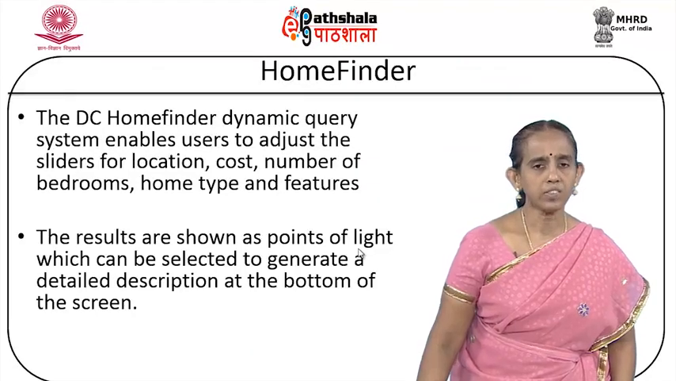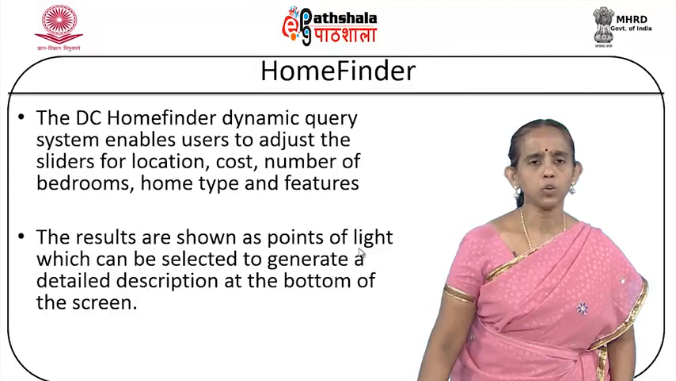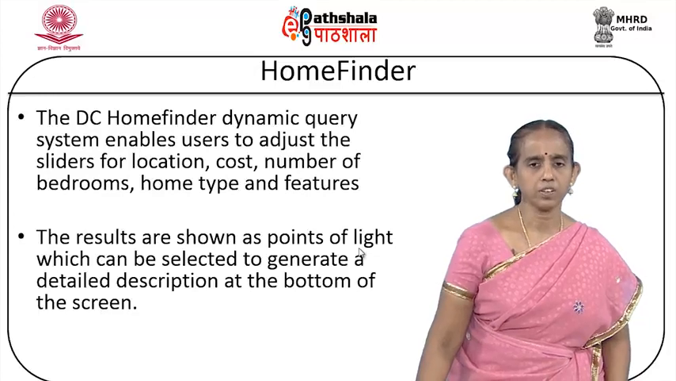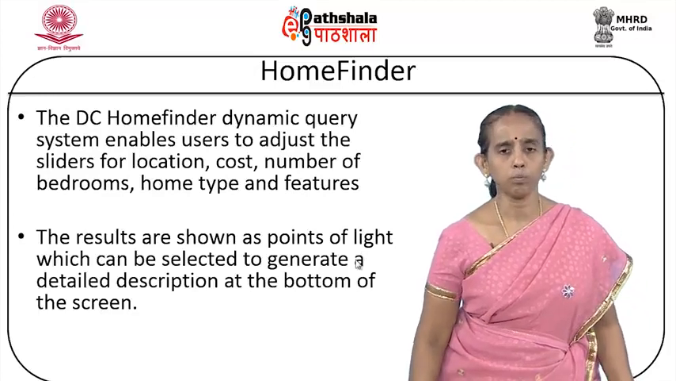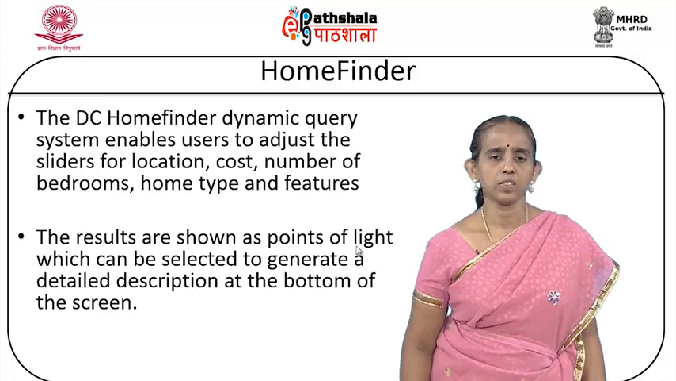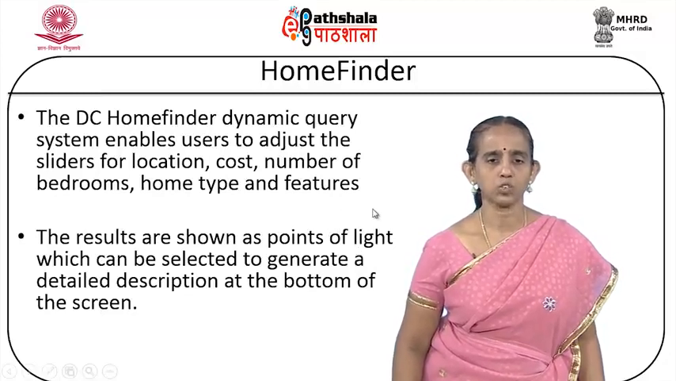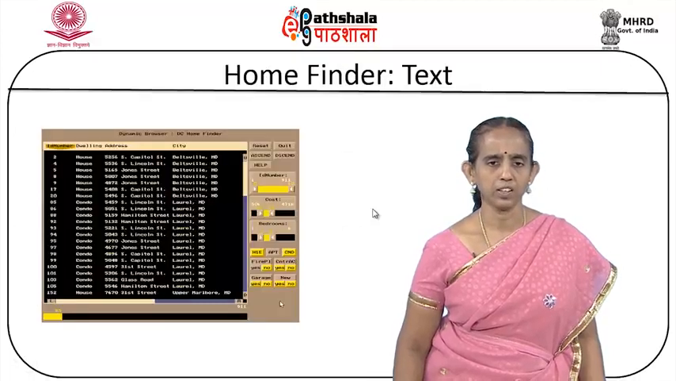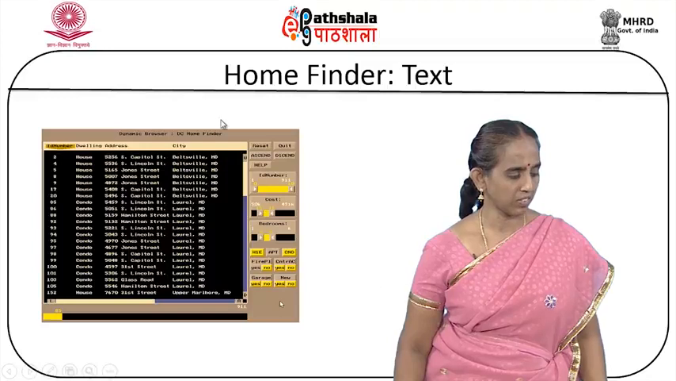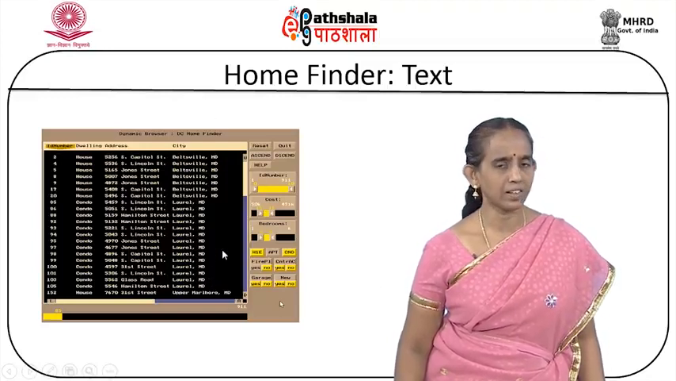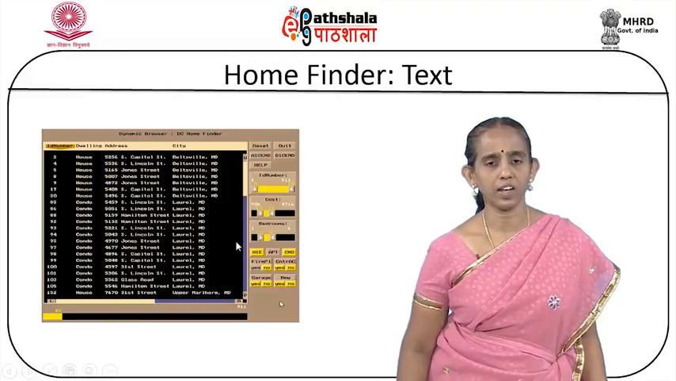So the DC FilmFinder dynamic query system enables the user to adjust the sliders for location, cost, number of bedrooms, home types and features. The results are shown as points of light which can be selected to generate a detailed description at the bottom of the screen. So this is a FilmFinder text screen which is shown here. Based on the values that are being selected, the text is shown on the screen as such.